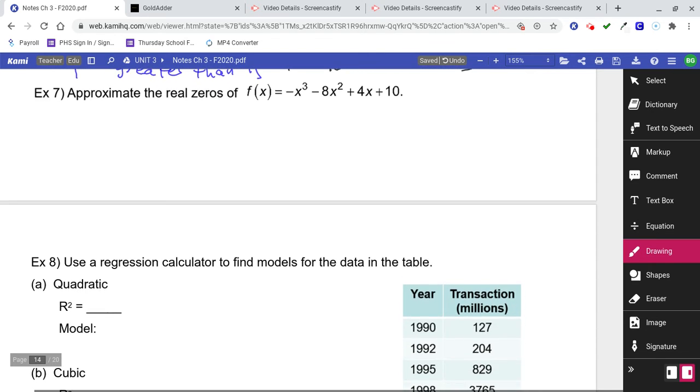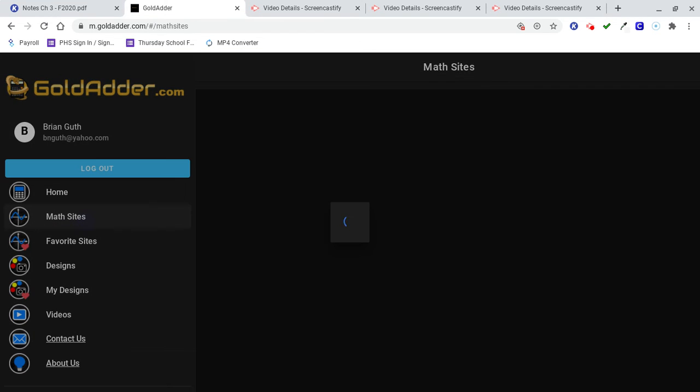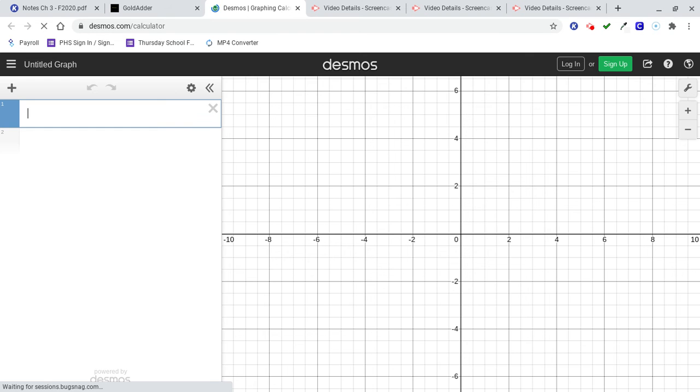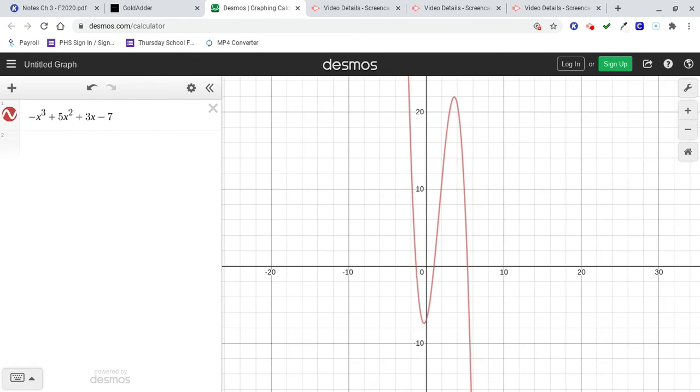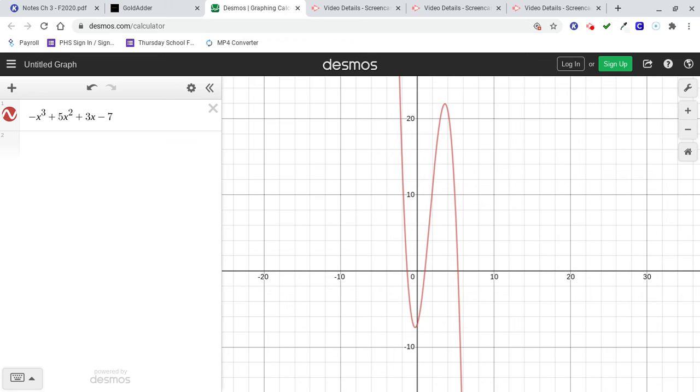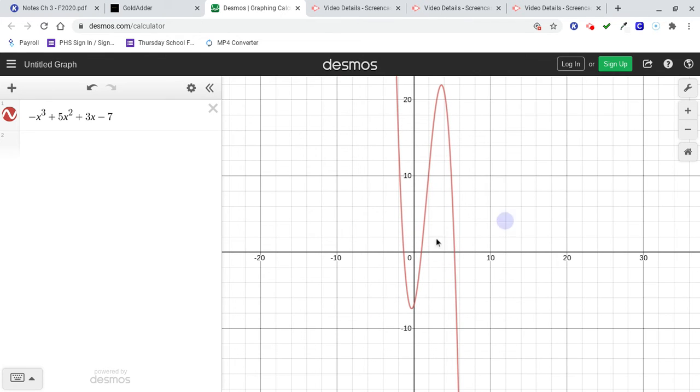Good question. If I'm going to approximate zeros, that's telling me to use a calculator. So I think the best thing to do is go to Desmos. You can use your graphing calculator if you want, but I feel like Desmos is a better grapher. So we want to graph negative x to the 3rd plus 5x squared plus 3x minus 7. All right, so that's kind of what it looks like. You see a negative odd function, but we want the zeros. So you just click here.